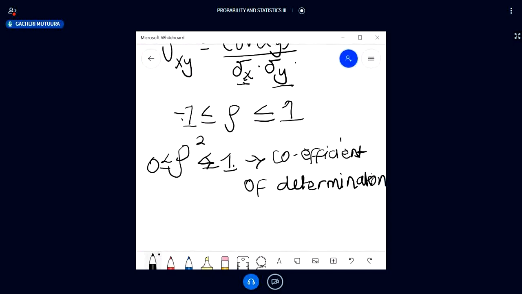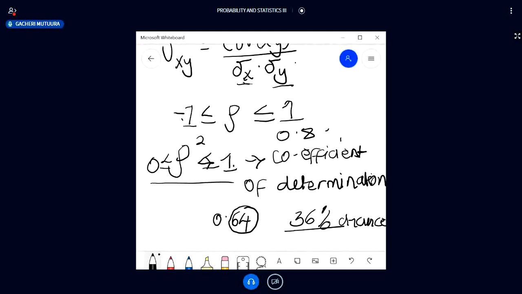If I get a rho value of 0.8, for instance, implying that rho squared is 0.64, it means that 64% of y is explained by x. What happens to the other 36%? The 36% is explained by other variables or by chance. We normally just say it's explained by chance. It's random.